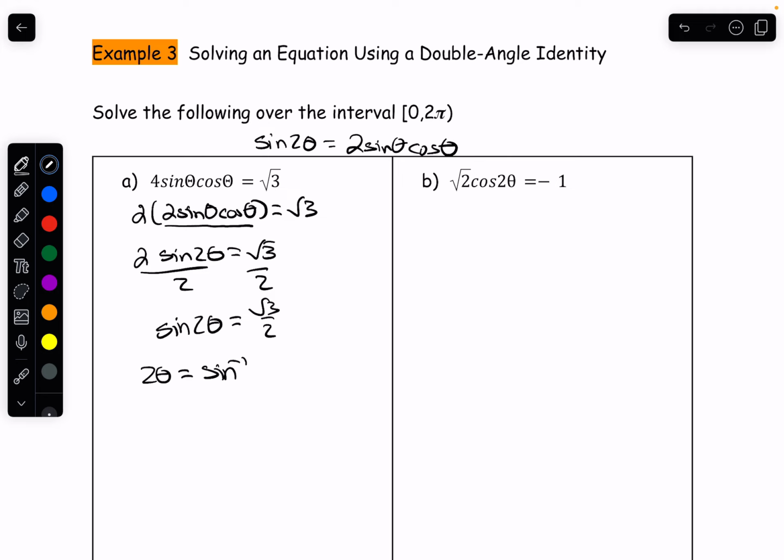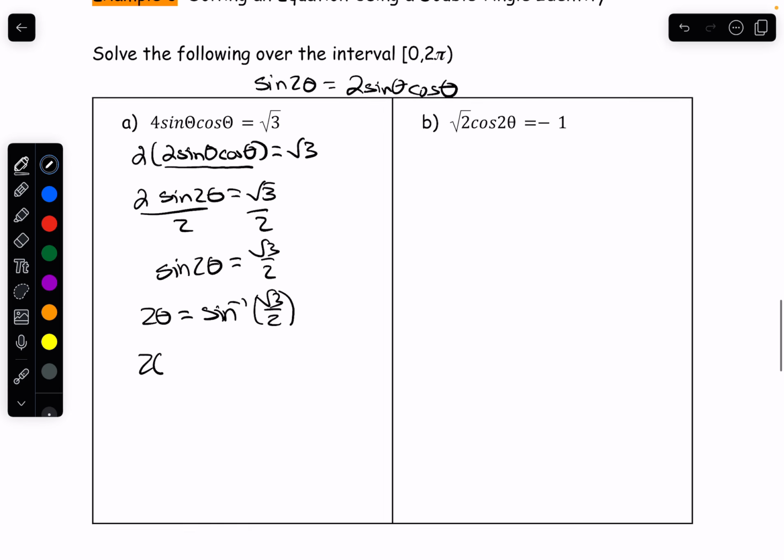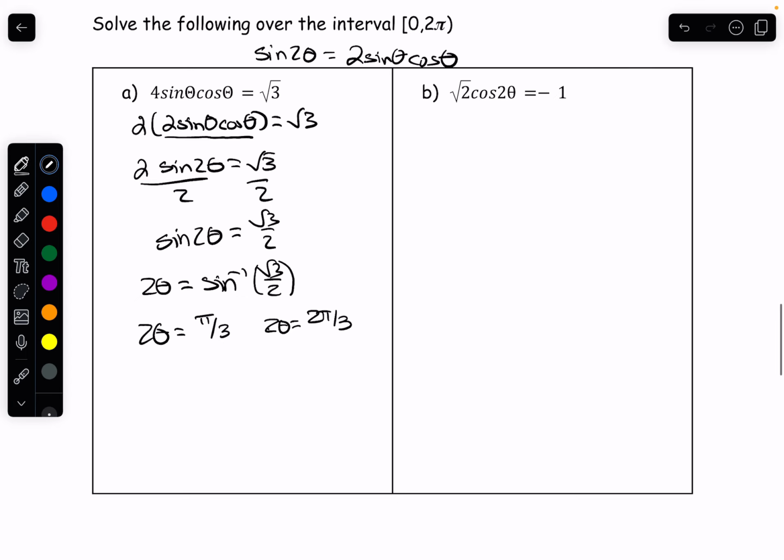Again, when you're looking to solve for thetas, that means you're going to be using the inverse sines. So looking at your unit circle, what angles have a sine of square root of 3 over 2? Well, that happens at pi over 3, and it happens at 2 pi over 3. Which means that theta could equal pi over 6. Theta could equal pi over 3.